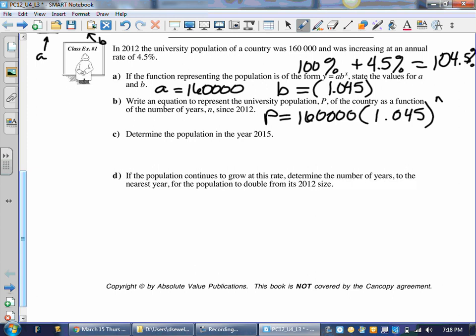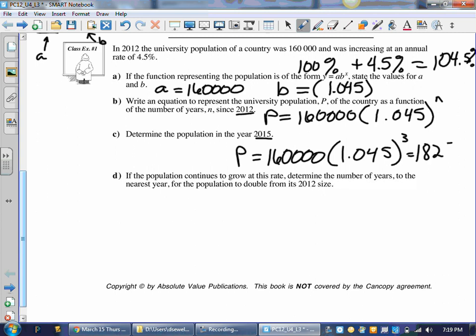Part C: determine the population in the year 2015. So we're simply going to rewrite the equation, and notice from 2012 to 2015 is your 3 years. You're going to put that up there. And when you did the math on that, you would get 182,587. That is the population in the year 2015. So make sure you put 1.045 to the third power first, take that answer, and times it by the 160,000.